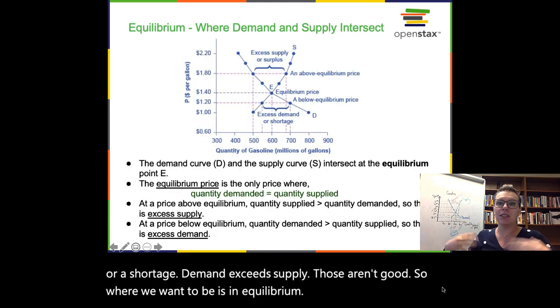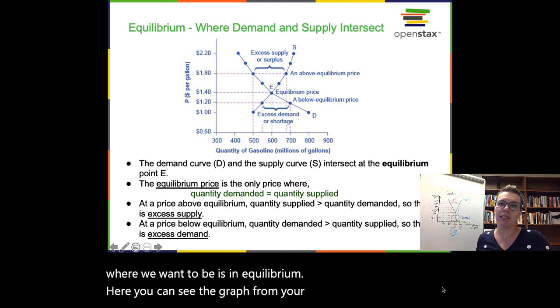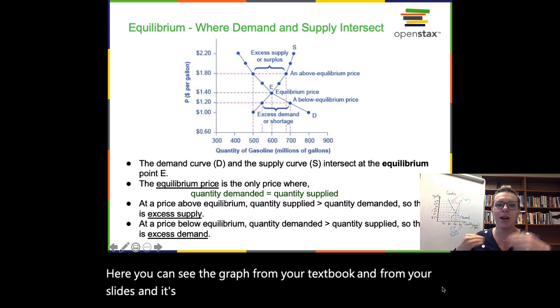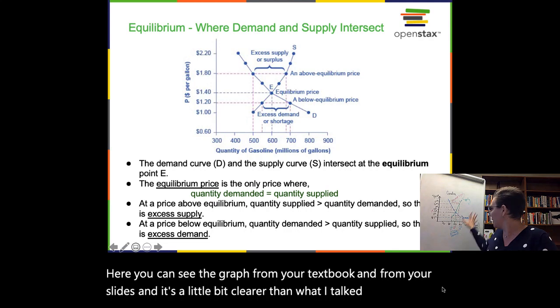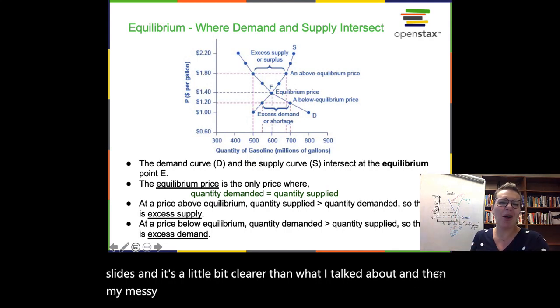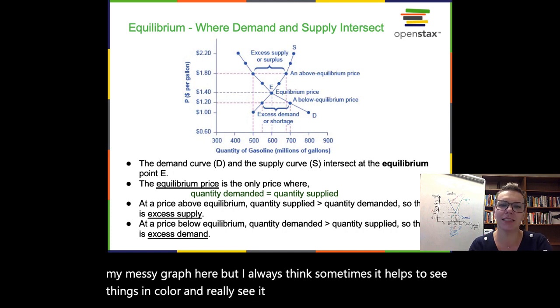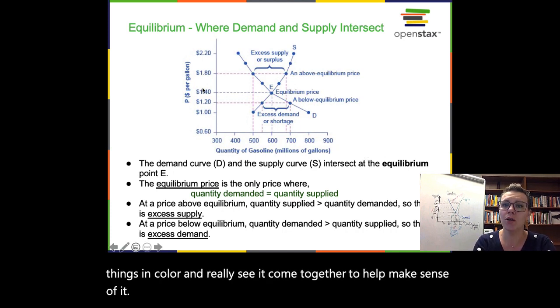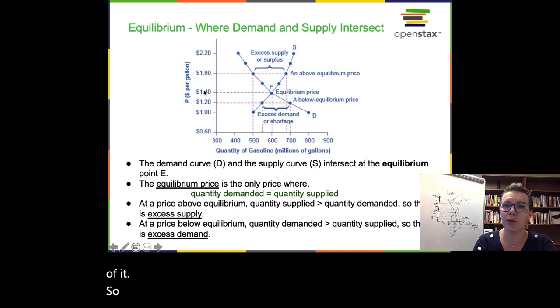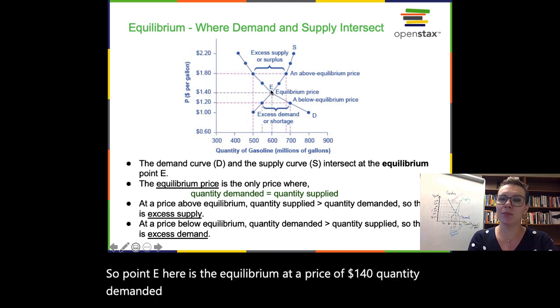Here you can see the graph from your textbook and from your slides, and it's a little bit clearer than my messy graph here. But I always think sometimes it helps to see things in color and really see it come together to help make sense of it. So point E here is the equilibrium. At a price of $1.40, quantity demanded is equal to quantity supplied.